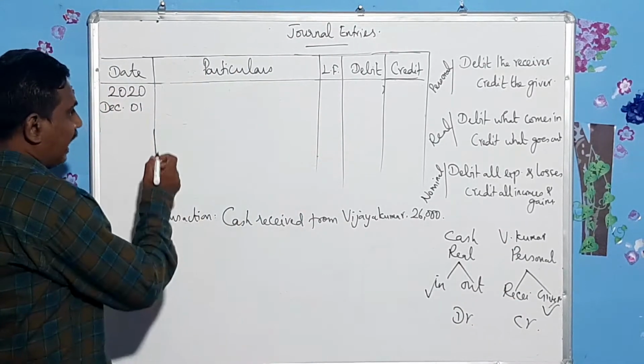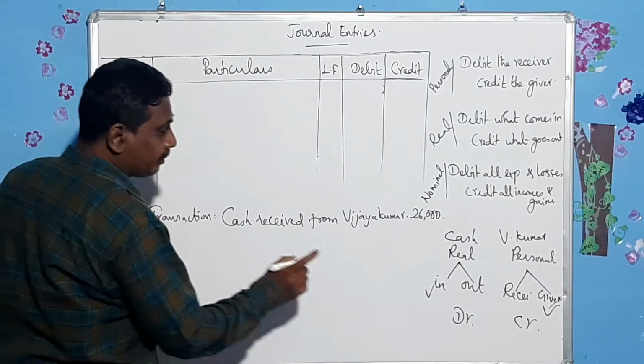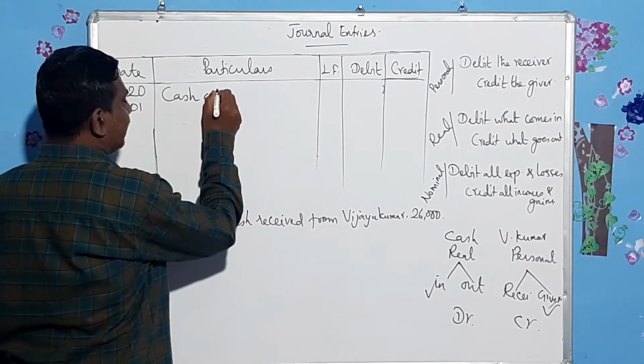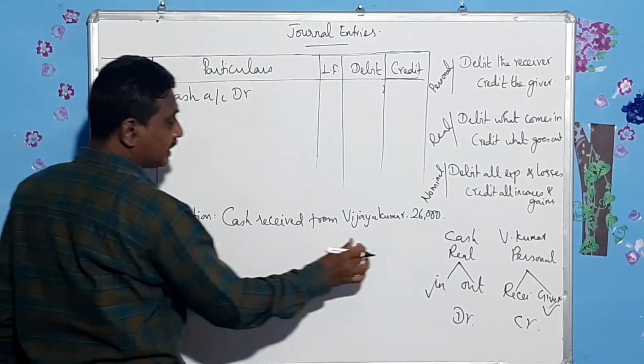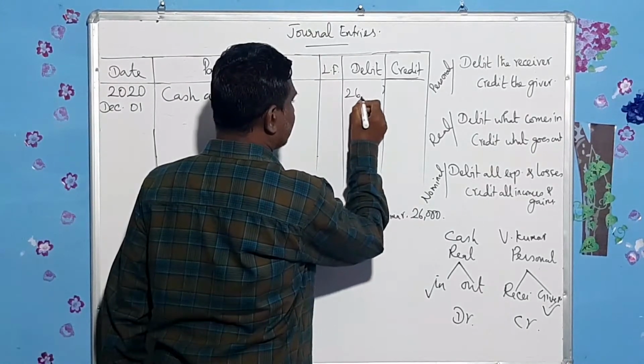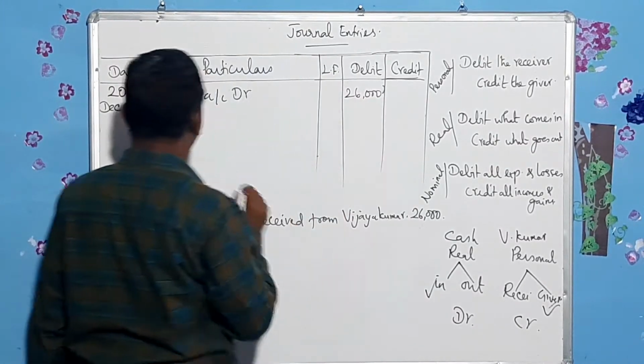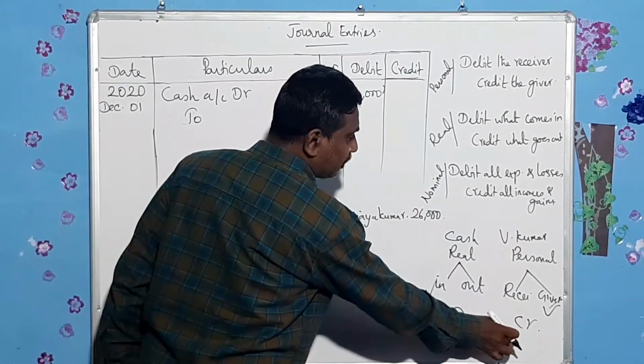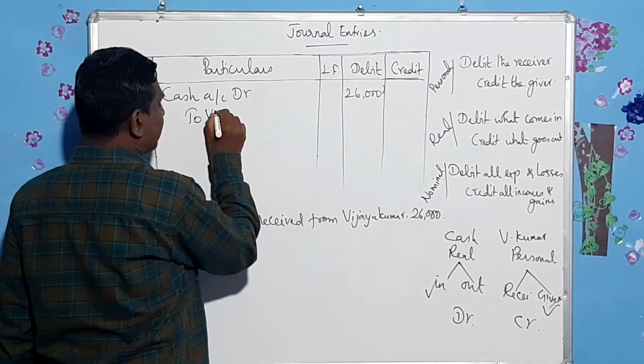Now I am going to write. How to write? Cash account debtor. What is the amount? 26,000. To, Vijay Kumar is the giver. That account is credited. So, Vijay Kumar account.